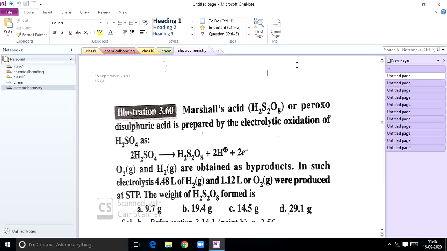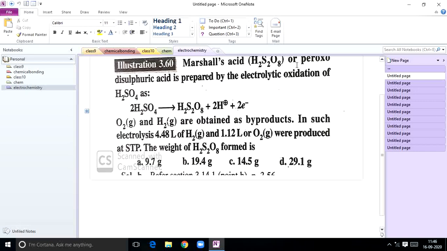Next, Marshall's acid H2S2O8 or peroxydisulfuric acid is prepared by the electrolytic oxidation of sulfuric acid as 2H2SO4 gives rise to H2S2O8 + 2H+ + 2e⁻. O2 and hydrogen are obtained as byproducts. In such electrolysis, 4.48 liters of hydrogen and 1.12 liters of oxygen were produced at STP. The weight of H2S2O8 formed is. So what is the weight of H2S2O8 formed?